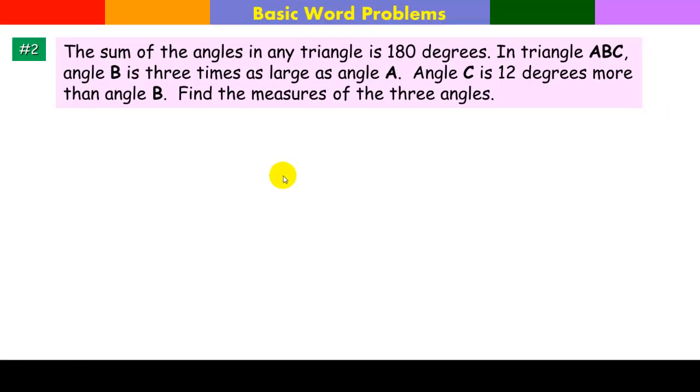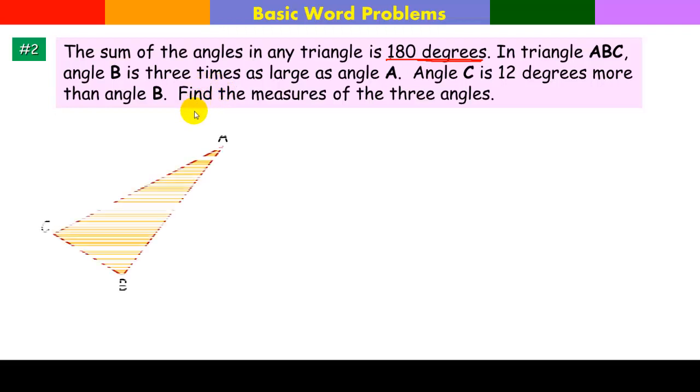Okay, let's try another one. This one I gave in class today, and a couple people did get it, but I want to untangle what looks like a very complicated problem. Please take a second and read the problem. Basically it says the sum of the angles of any triangle is 180 degrees, and that's a property of triangles. In triangle ABC, angle B is 3 times as large as angle A, angle C is 12 degrees more than angle B, find the measure of the three angles. Again, if you read it quickly, it can sound very complicated.